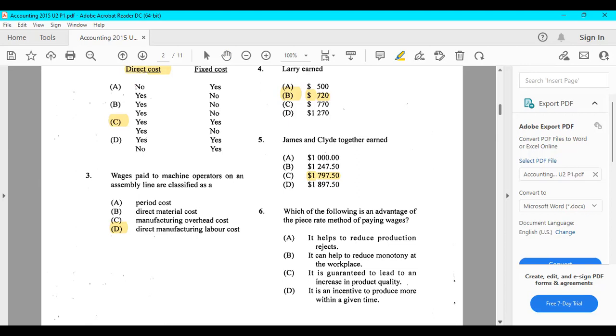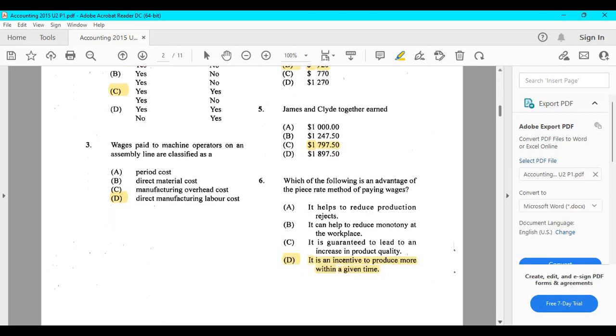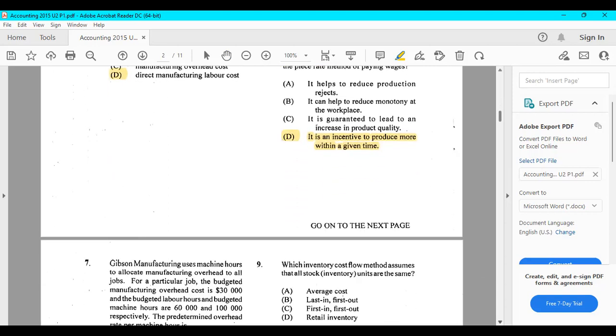So what's an advantage of this method? It's actually D. It is an incentive to produce more within a given time. Because if I'm getting paid by the amount I produce, I'm going to want to produce as much as possible in a given time, so I can get as much money as possible. So in one day, I'm not going to just produce 5. I'm going to push myself so I can produce maybe 8 or 10 to get more money for that day. There may be a fallback though, because they might rush and not produce them well, but they're asking about advantage, so let's not get into that.